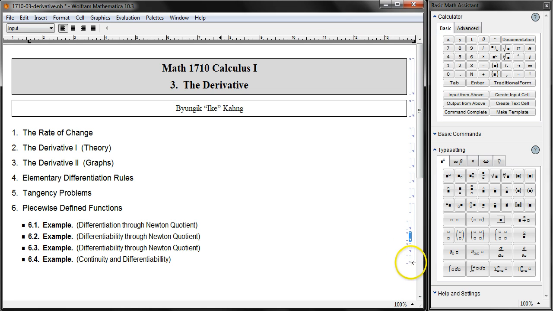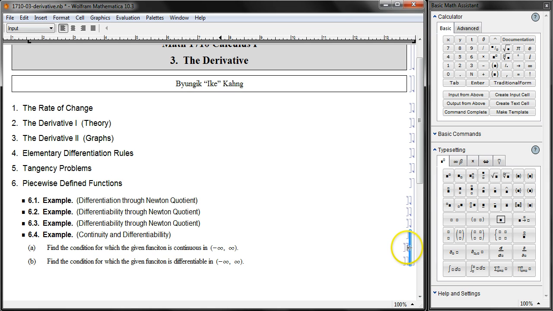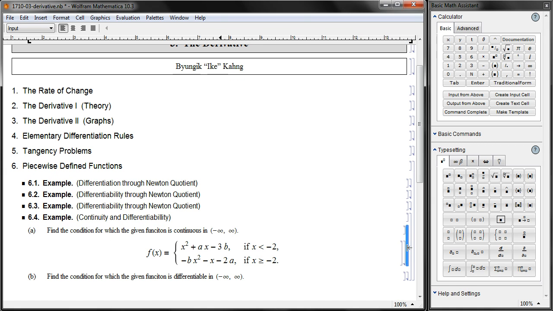Okay, let's go over to the last problem. This time continuity and differentiability put together. We have this kind of problem here, and find the condition for which the given function is continuous. Previously, continuity was already there, so no problem there, but this time you really have to work on it. So how do you do that? Plug in x equal to -2 for the left hand side limit. Plug in x equal to -2 here for the right hand side limit. Set them equal.